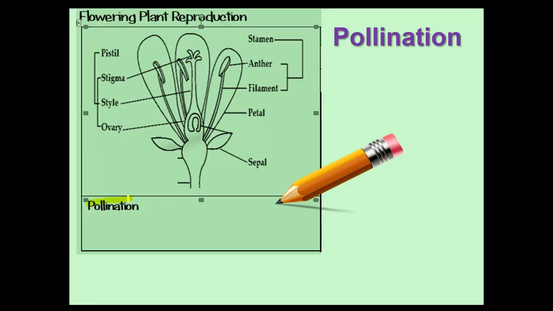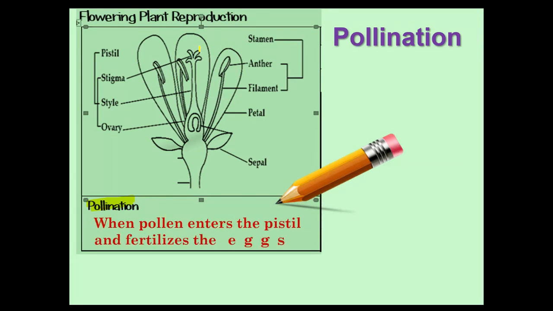So the word pollination is the term that's used to describe when pollen enters the pistil, the female part of the plant here in the center, gets down to the ovary where the ovules are and fertilizes them. And then they will develop again into the seeds. So that's how plants reproduce.